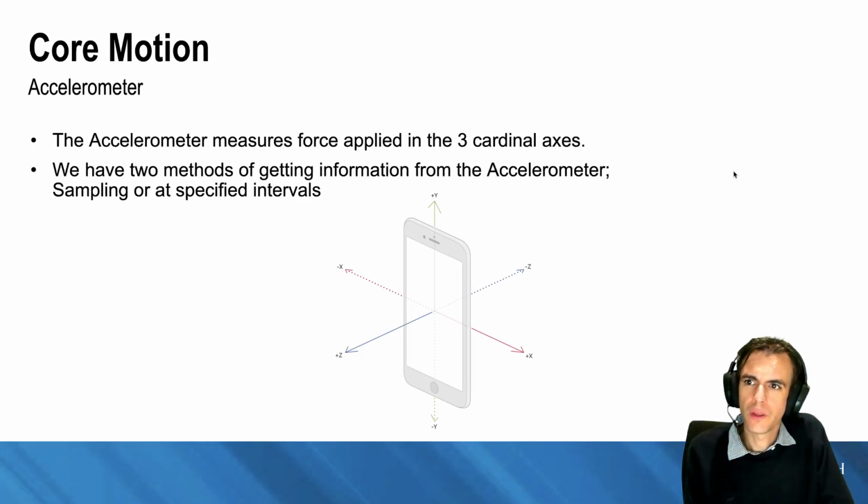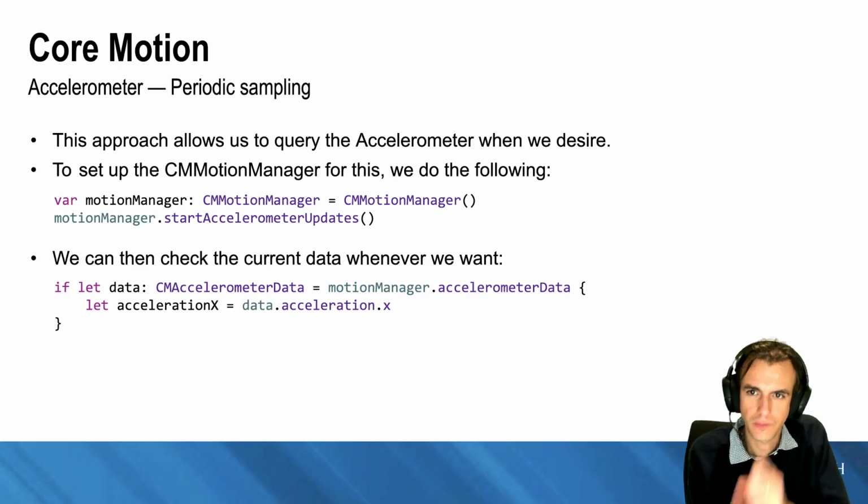So first of all, the accelerometer. The accelerometer measures force, and it measures it as applied to the three cardinal axes of the device relative to the device. And we have two ways of getting information from the accelerometer. We can either sample it, or we can request to receive it at specified intervals. So when we're sampling, we do this by first setting up an instance of the CM Motion Manager, which we do using the code here.